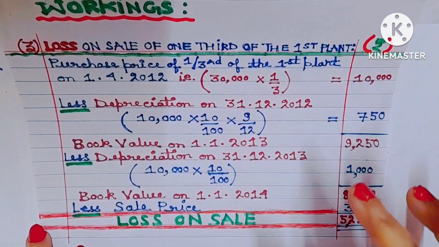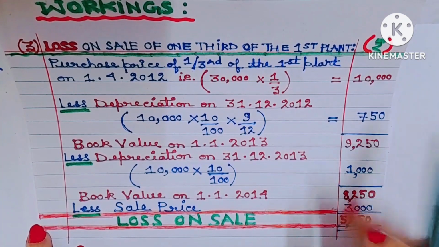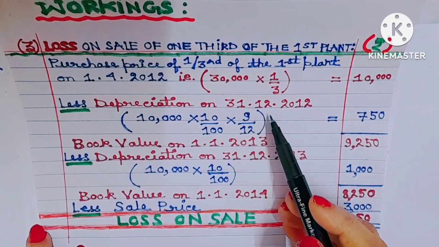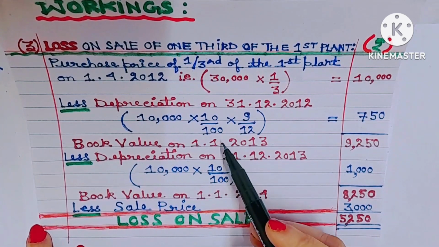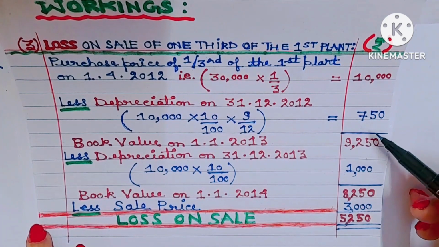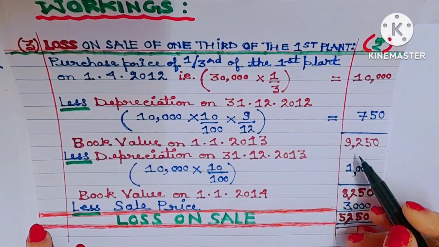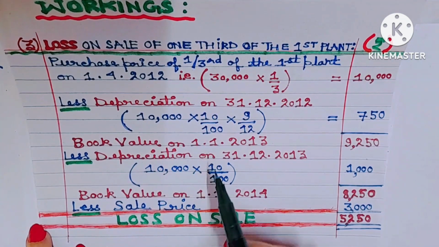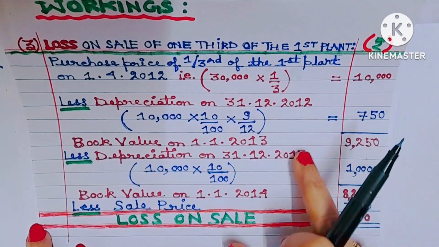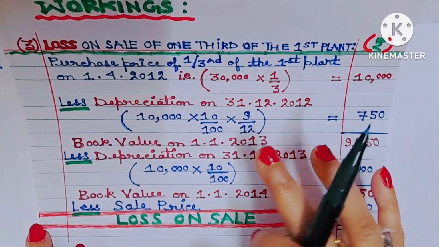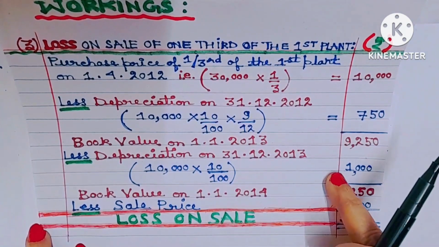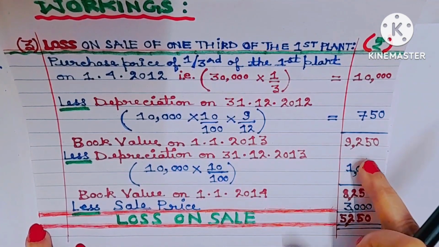So till the date of sale, you've got to charge depreciation. What was the depreciation for 2012? Less depreciation on 31st December 2012, 10,000 into 10 by 100 into 9 by 12 is equal to 750, for 9 months. So if you deduct 750 from 10,000, you'll get 9,250. This is the book value on 1st January 2013. So in 2013 the value is no longer 10,000, what has it become? 9,250. Understood? The 1/3 of the first plant value of 10,000 no longer exists. In 2013, after depreciation, the book value is 9,250.